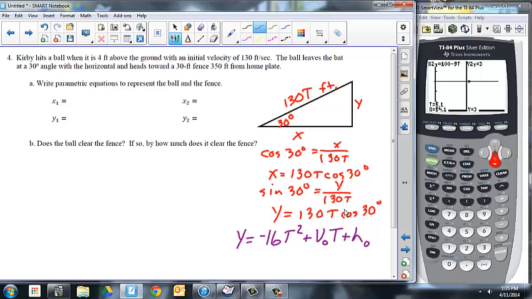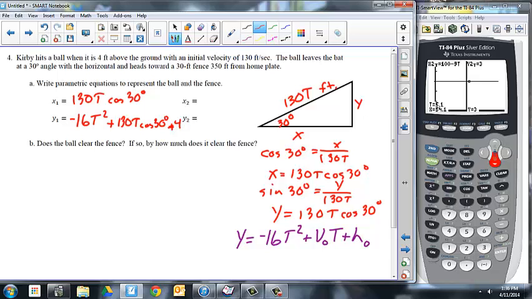Now let's go ahead and plug the numbers for this situation in. Again, that's only for the y values. The x values, pretty simple. 130t cosine 30 degrees. Now here's where I have to start using the gravity situation. So negative 16t squared takes care of gravity. The initial velocity we found to be 130t sine 30 degrees. But there's one more situation, and that is the ball's hit 4 feet above the ground. So we have to do a plus 4 at the end.